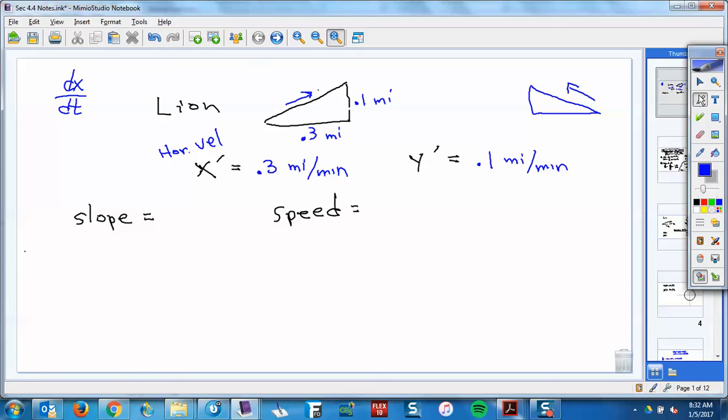Now, there's a couple other components here we've got to talk about, right? Normally you wouldn't talk like that. You'd be more interested in how far he went in a minute, right? You wouldn't say, well, he was 0.3 farther east and 0.1 farther north. You don't talk like that. So what did we have to do to figure out how far he went every minute? What did we have to do?